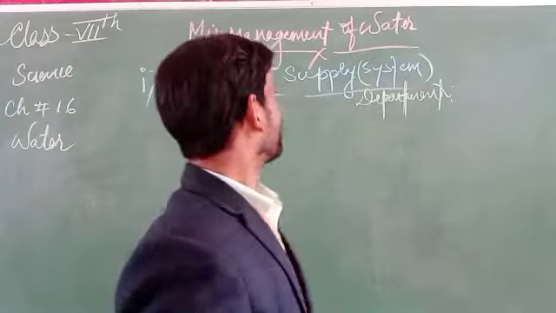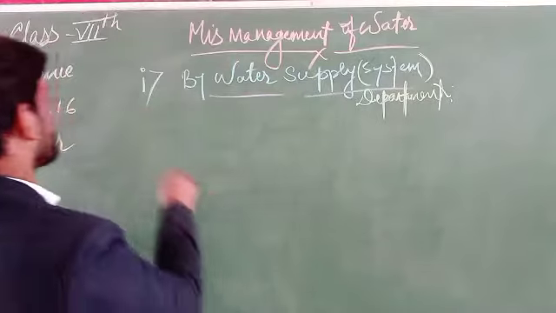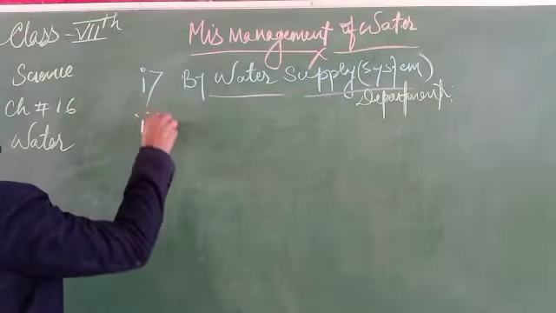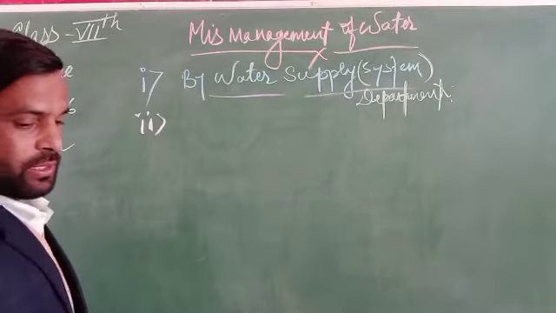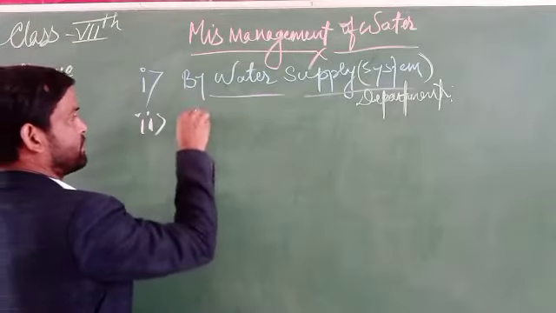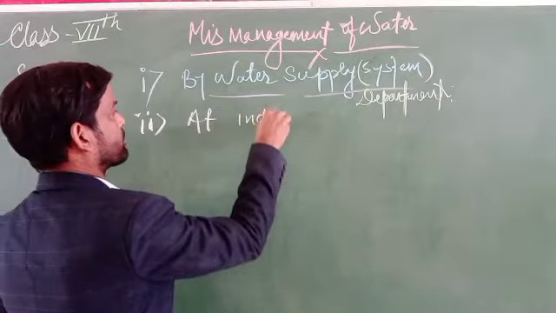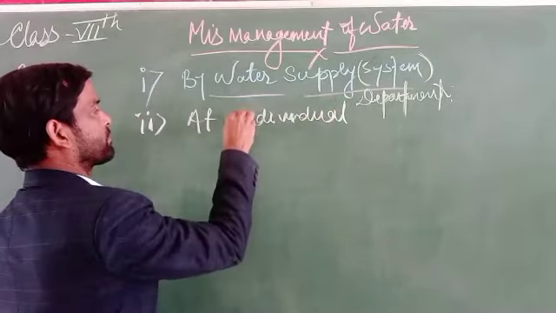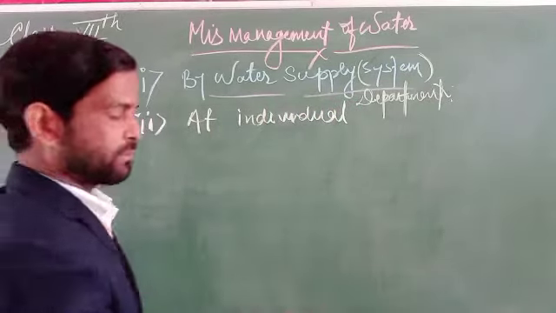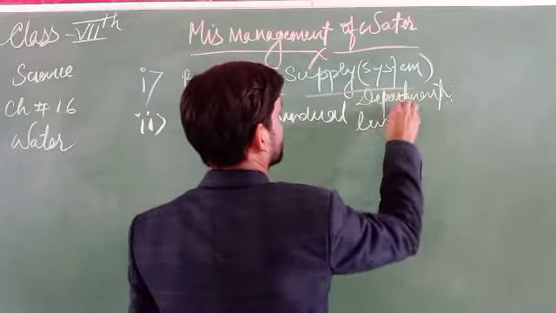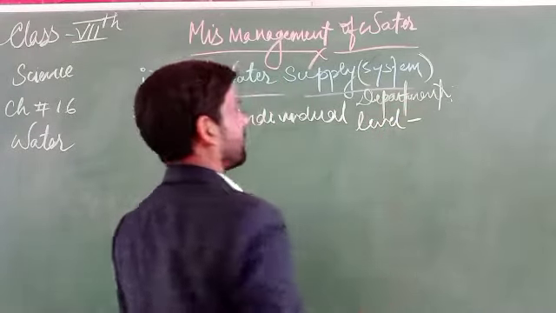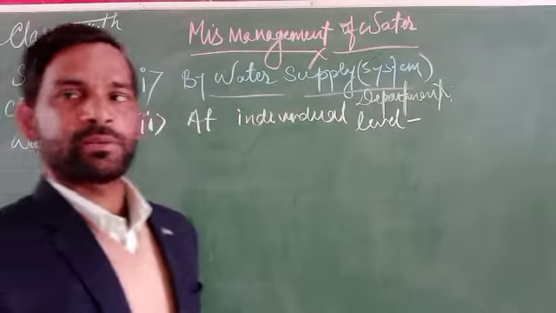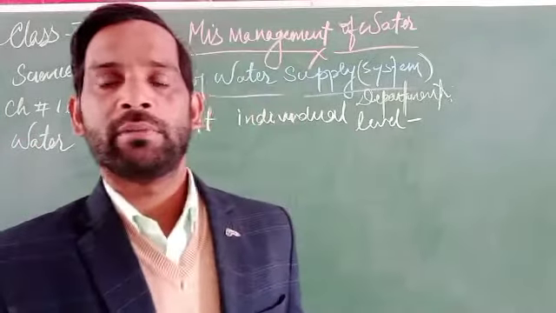So here we have to move on to the next one, that is, what actually can happen at the individual level. At the individual level, what happens then? How does it happen? The mismanagement can be caused at the individual level.